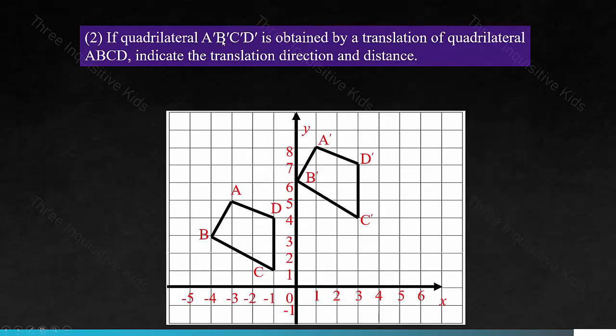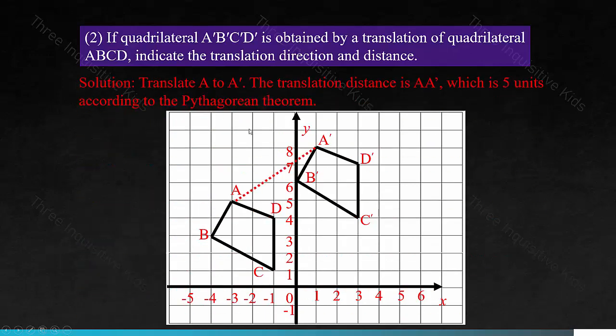If quadrilateral A prime, B prime, C prime, D prime was obtained by a translation of ABCD, indicate the direction and distance of this translation. You can actually connect any 2 corresponding points you want. In this case, we connected A and its corresponding point A prime. So all you have to do is find the length of line segment AA prime. And you can use the Pythagorean theorem to help you. So that would be 5 units, which means that the translation distance is 5 units. And the translation direction is from A to A prime.